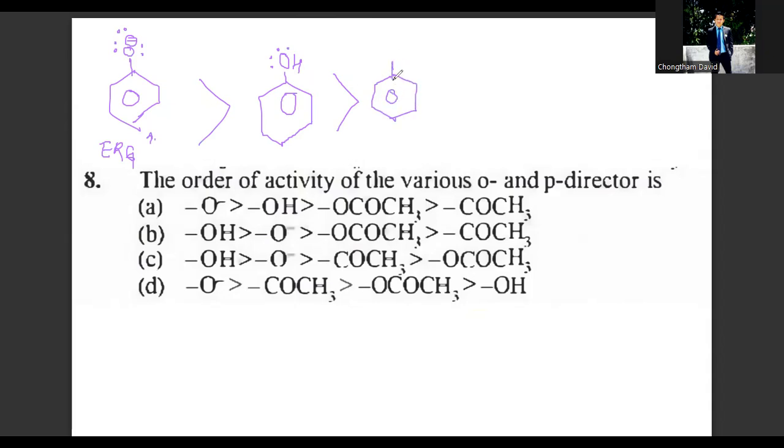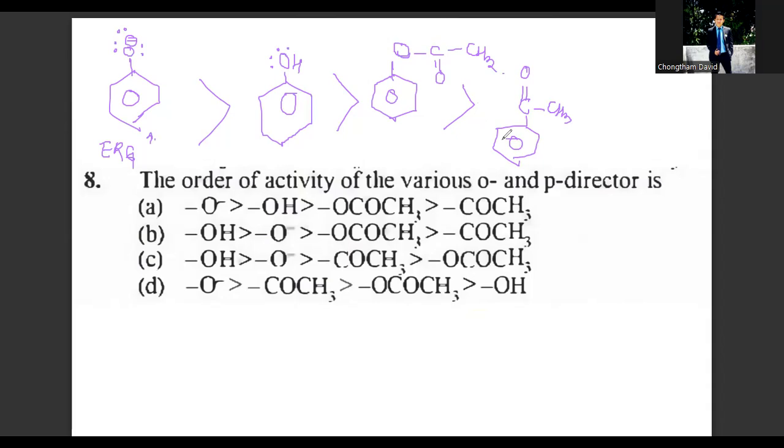ester. Okay, let me write it here. I'm struggling here to write with the pen, so excuse me for that. Carbon, double bond, oxygen. This is your ester. So it has a less electron releasing tendency. Why? Due to the presence of this carbonyl group. It shows resonance with the electrons on the oxygen atom. And the last will be definitely your acetophenone.